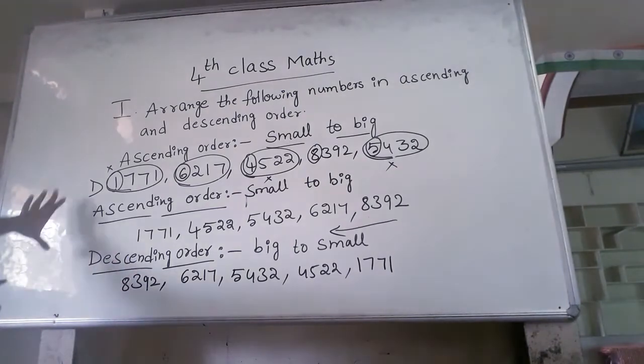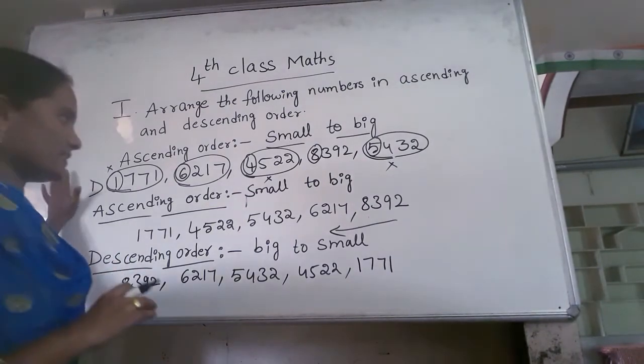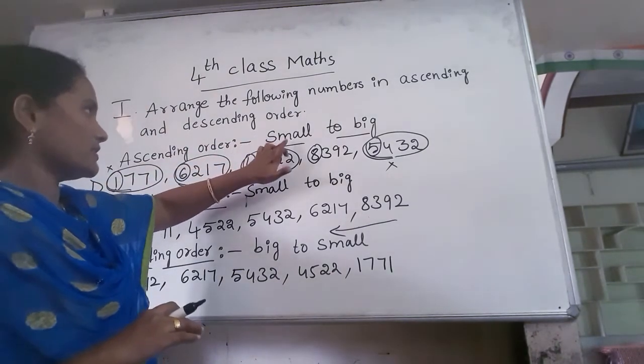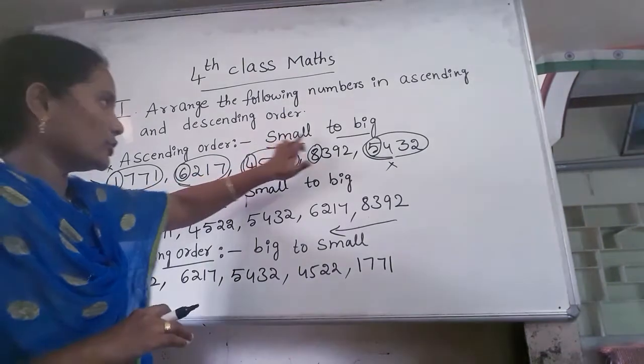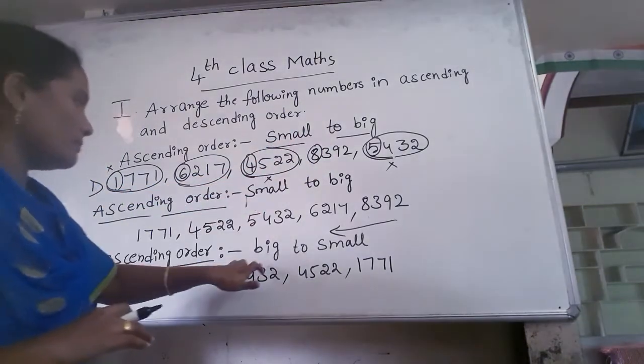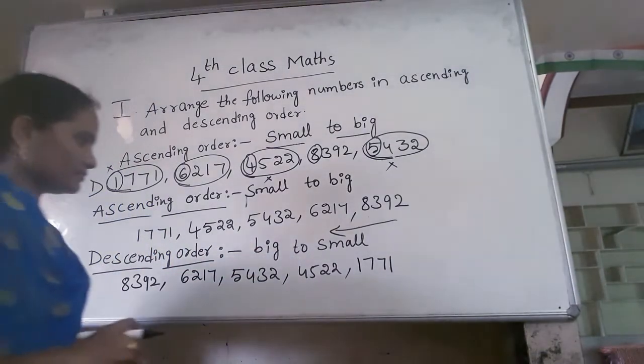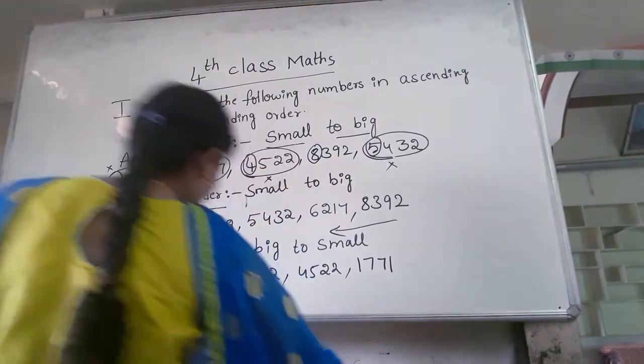I think you can understand. Please keep this in your mind. What is ascending order? What is descending order? Ascending order means small to big. Remember this: small to big is ascending order, big to small is descending order. Now next page. What is our next page?